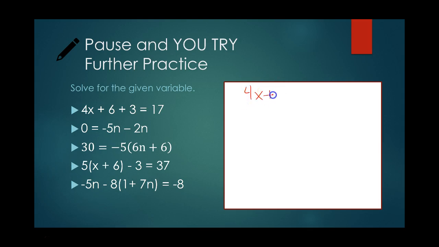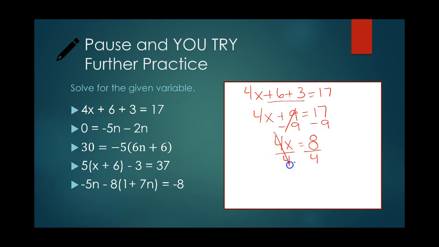So we got 4x plus 6 plus 3 equals 17. So we'll combine the 6 and 3 first. So 4x plus 9 is what I would get as my first step. Then I can subtract the 9 to start taking it away from the x. 17 minus 9 is 8. Divide by the 4 to get rid of that coefficient, and I get 2. So I got x equals 2 for that first one.